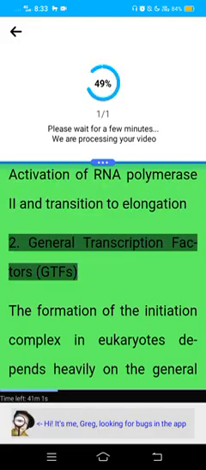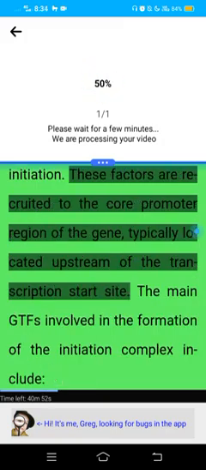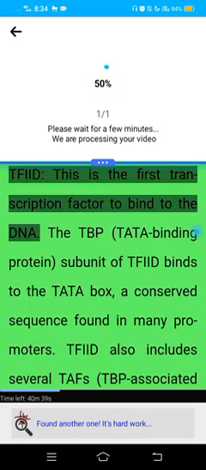2. General transcription factors, GTFs. The formation of the initiation complex in eukaryotes depends heavily on the general transcription factors, GTFs, which are required by RNA polymerase II for transcription initiation. These factors are recruited to the core promoter region of the gene, typically located upstream of the transcription start site. The main GTFs involved in the formation of the initiation complex include TFIID. This is the first transcription factor to bind to the DNA.